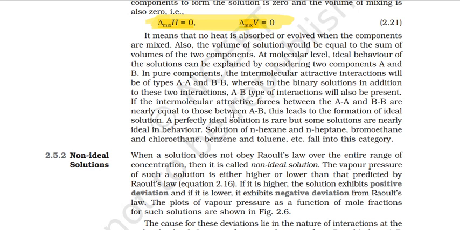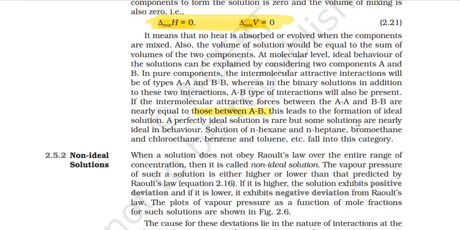At the molecular level, ideal behavior of the solutions can be explained by considering two components, A and B. In pure components, intermolecular attractive forces... Now, what have they done here? Very easy, this entire paragraph. When we look at the molecular level to see what idealism is in the case of solutions, we have understood that delta V mix is 0, delta H mix is 0. This is basically because when we take one component of AA type and another of BB type, the AA interactions and the BB interactions will be roughly similar to AB interactions. As a result, if there isn't much difference in intermolecular forces, then the physical properties we observe from outside, like delta H mix and delta V mix, will also be 0. Fine, that's what it's trying to say. Intermolecular attractive forces between AA and BB nearly equal to those in AB lead to the formation of an ideal solution.